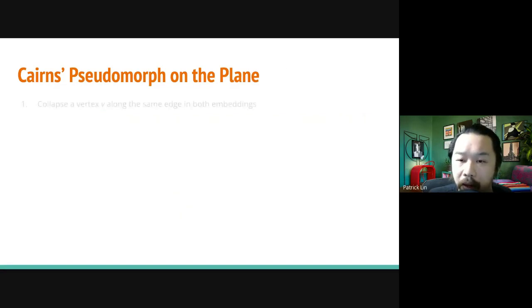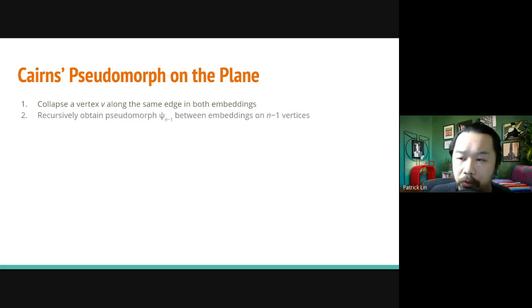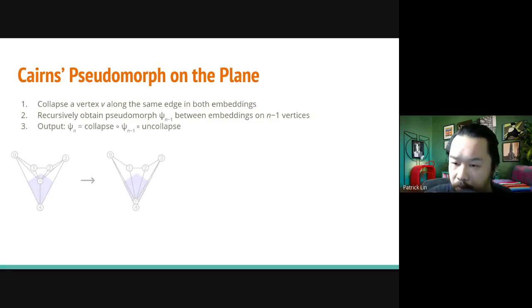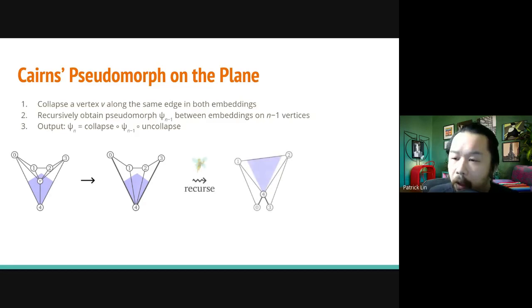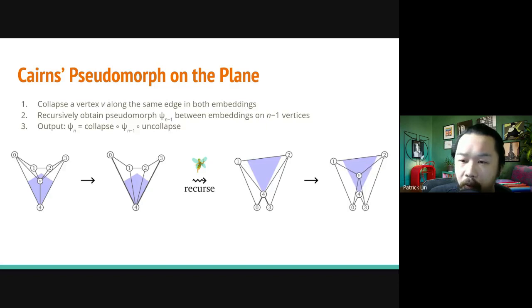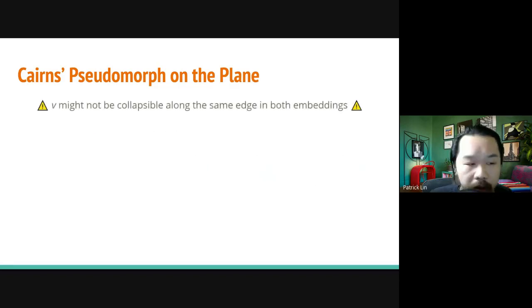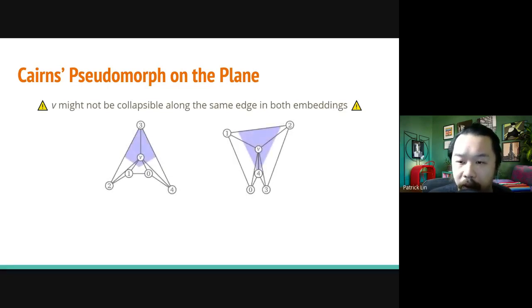And so using this, Cairns said, well, suppose you can collapse some vertex V along the same edge in both your starting embedding and your ending embedding. And now you have two embeddings of some graph on n-1 vertices. You recurse. This is quite natural. And then your pseudomorph is just going to be this thing where you put everything together. And it's quite nice as long as you're okay with a pseudomorph for now, except for the following caveat, which is that the same vertex might not be collapsible along the same edge in both embeddings. For example, here it's collapsible along one edge in the starting embedding, but collapsible along a different edge in the other embedding.